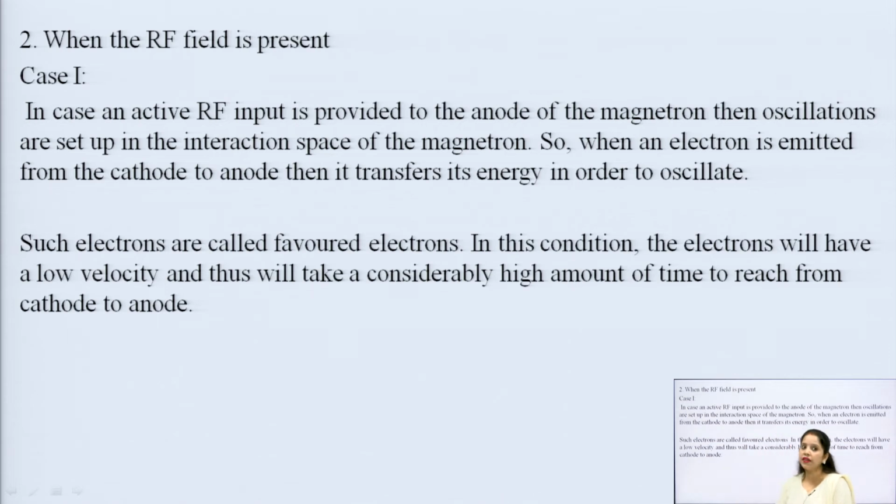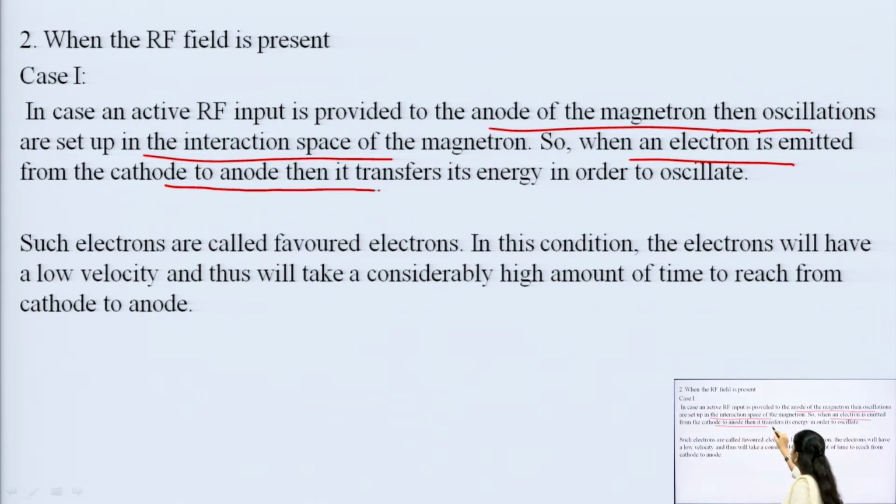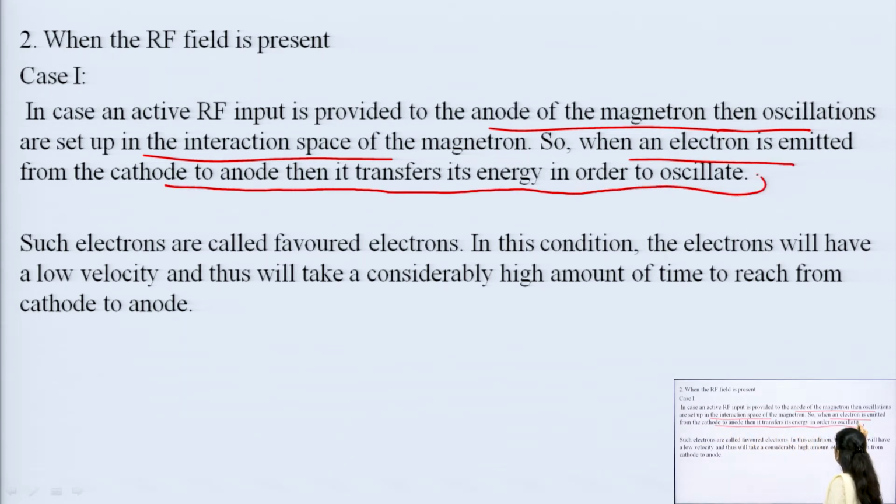Now, the case when RF input is present. If an active RF input is provided to the anode of the magnetron, then oscillation is set up, of course, in the interaction space of the magnetron. So, when an electron is emitted from the cathode to the anode, it transfers energy in order to oscillate, same as in the case of a klystron. The electron transfers its energy to the RF signal so as to provide amplification and oscillation.